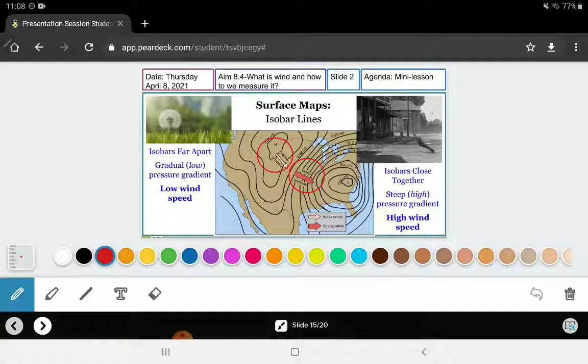So on these isobar maps, I did just note this now. If the isobars are far apart, they're going to have a gradual or low gradient, low wind speed. If these isobars are really close together, they're going to have a steep pressure gradient and high wind speed.